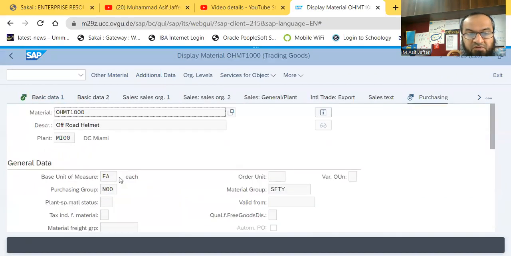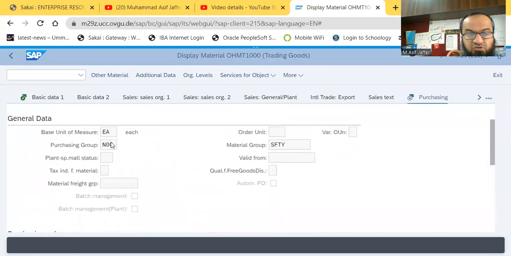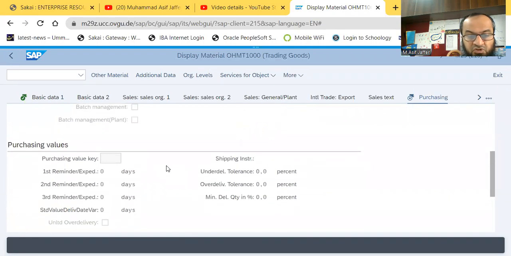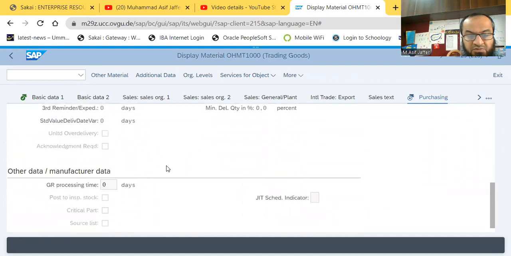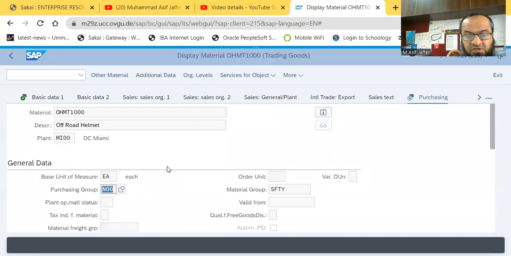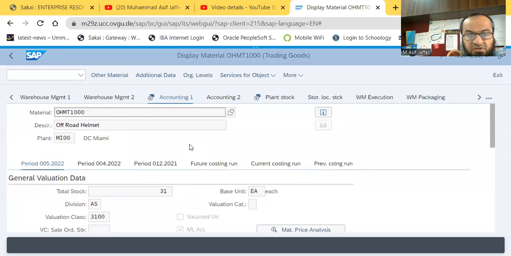Going on to the next available view, which is the purchasing view. In the purchasing view, you see the basic unit of measure and the purchasing group. This is the concept that we discussed in the theory part. You can see the video on the theory part on the screen. There are some other important pieces of data which are not relevant in the scope of this course. Then there is again the material group, a grouping of materials from some perspective.